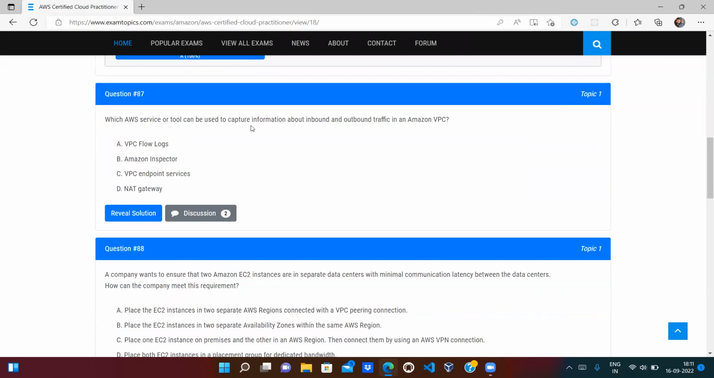Which AWS service or tool can be used to capture information about inbound and outbound traffic in the Amazon VPC? Within the Amazon VPC, if you want to see what all traffic is coming inside the VPC and what all traffic is going out, where can you see that kind of logs? That's the VPC flow logs. We can activate the VPC flow logs and we can see the traffic.